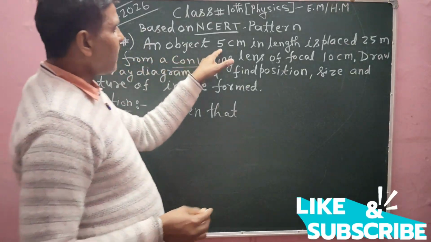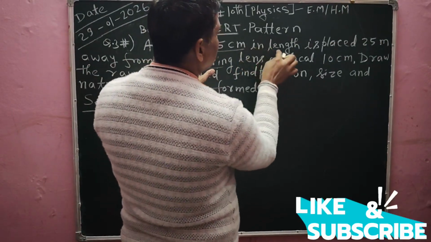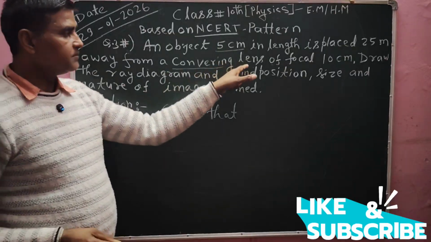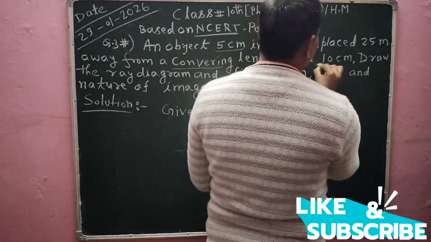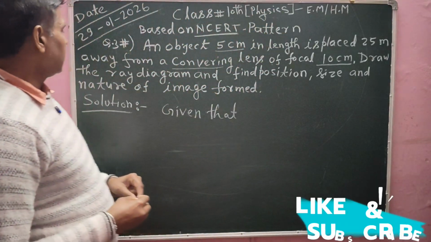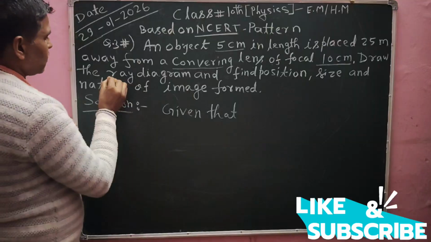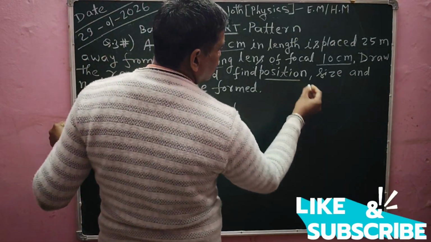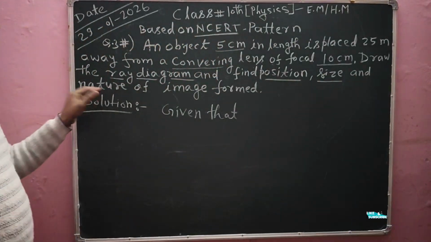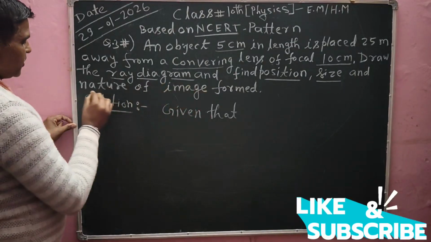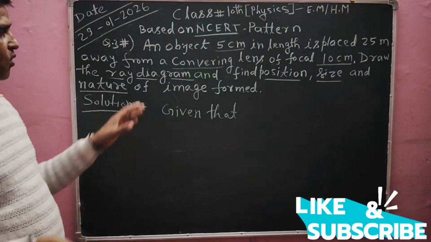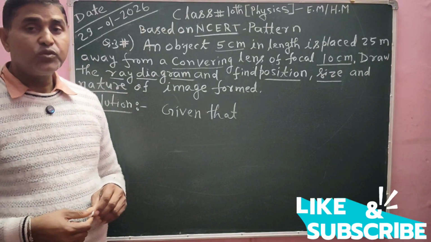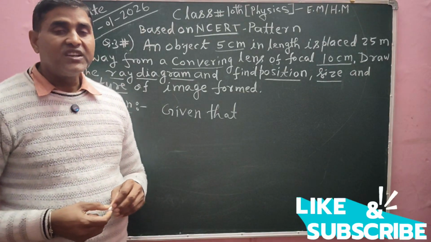Okay, an object 5 centimeter in length is placed 25 meter away from the converging lens of focal length 10 centimeter. Draw the ray diagram and find the position, size, and nature of image formed. Okay, so I will write information which are available in the question, and then after writing I will also describe it in Hindi, so students who are reading in Hindi medium can understand its concept in detail.